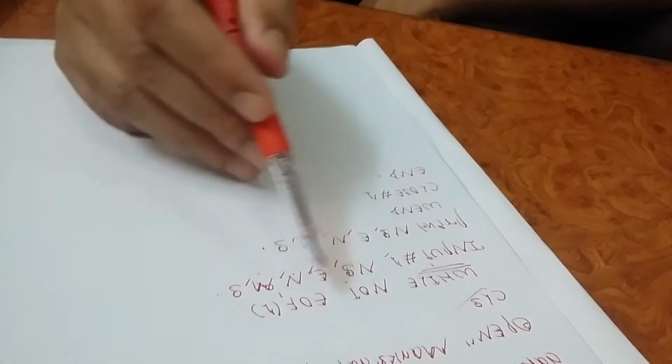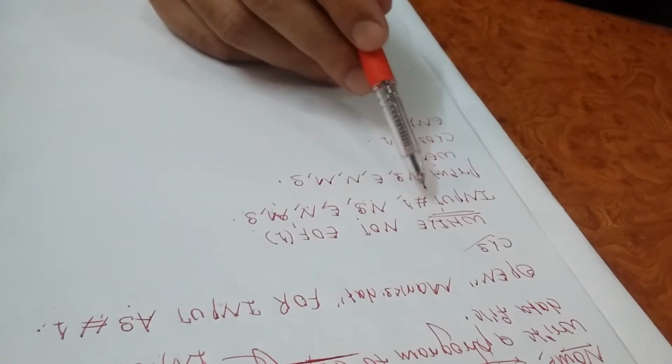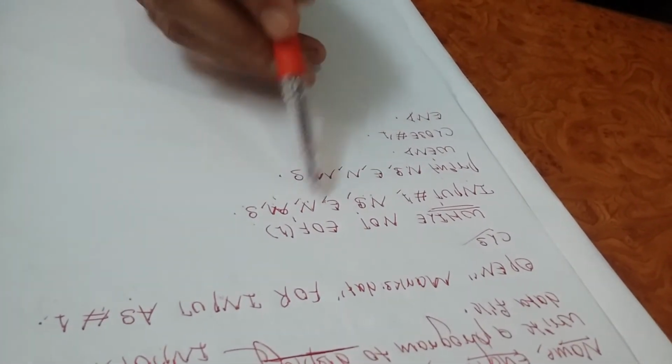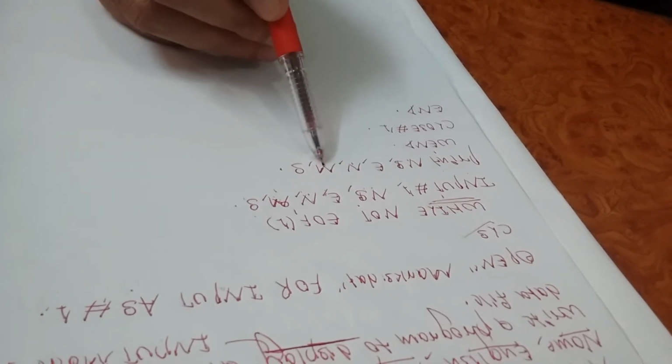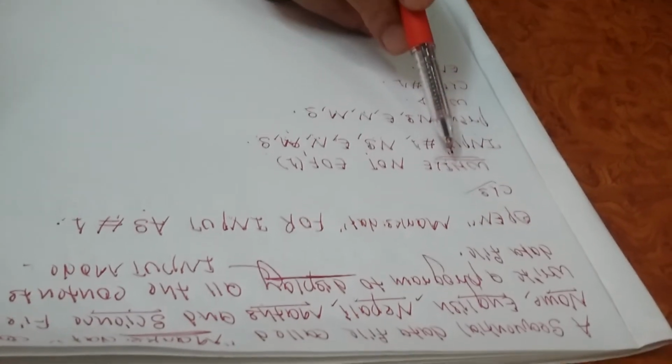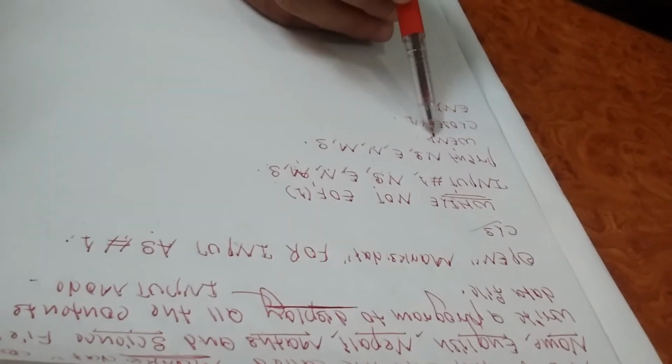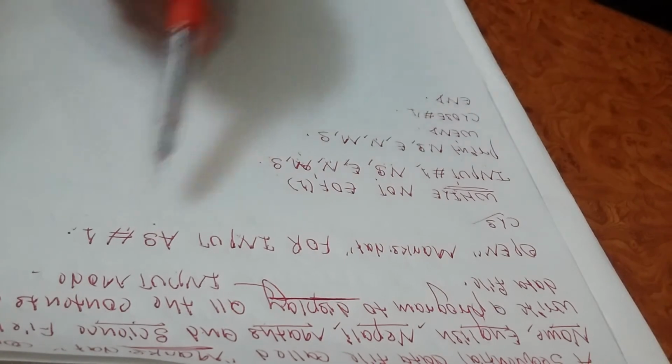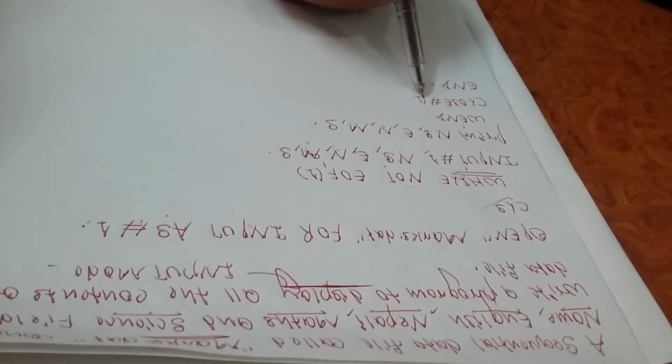Whatever we input, we have to print that. So we print the name, the English, the Nepali marks, the mathematics marks, and the science marks. So we use the WHILE, and whenever we use the WHILE loop, we have to close it with WEND. We open the file 1 here, we close the file 1 here, and we END the program.